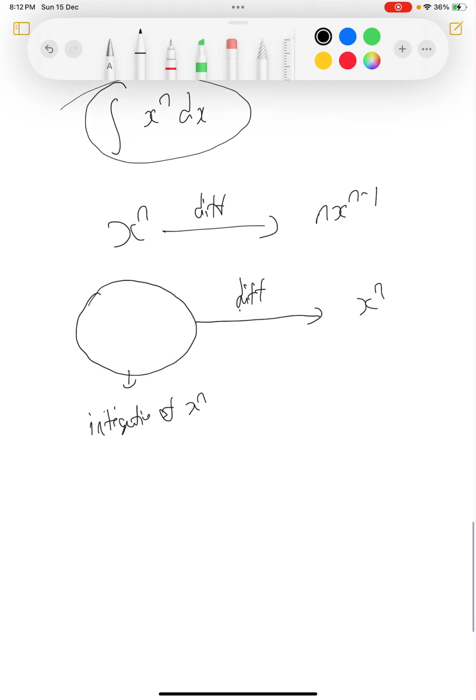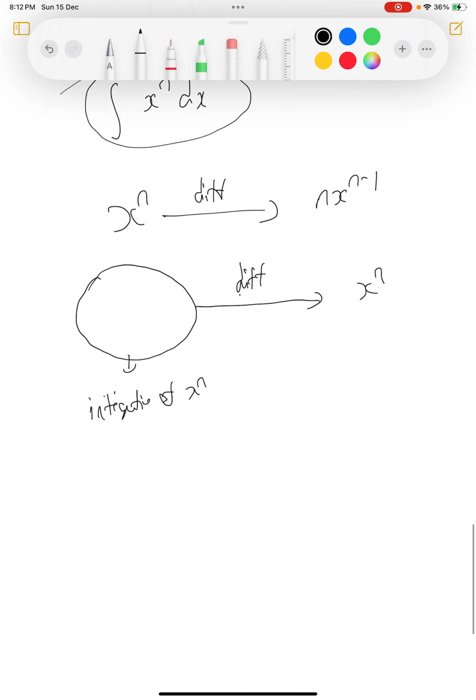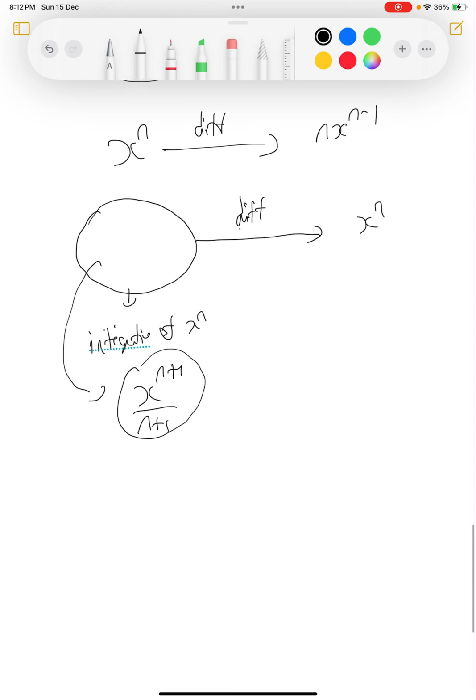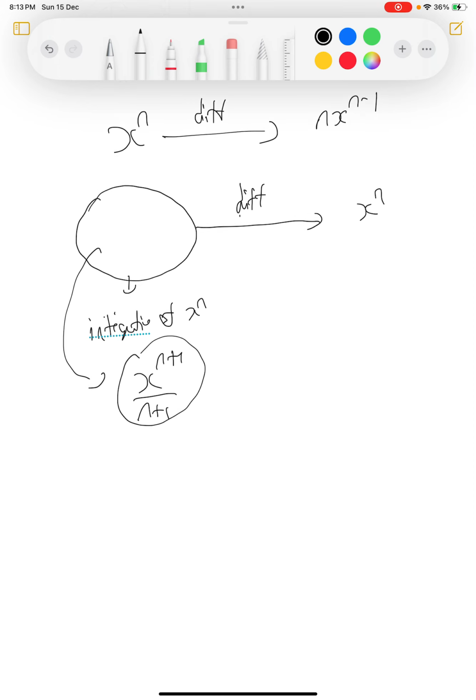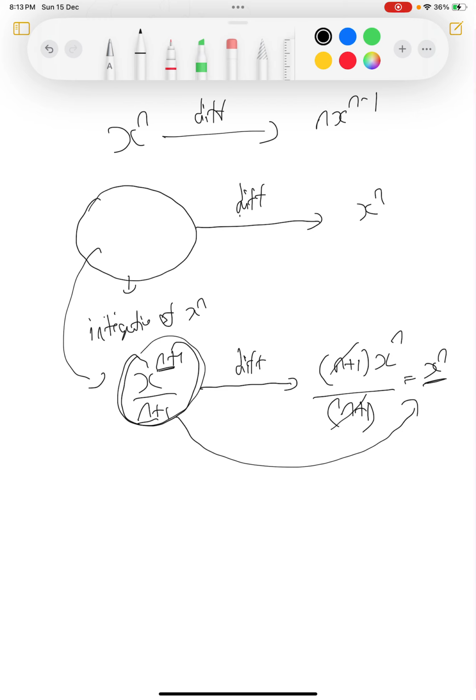So how to find this? Let me help you. Take this function as x raised to power n plus 1 divided by n plus 1. Now differentiate this function. If I differentiate this function, I will get n plus 1 times x raised to power n, divided by n plus 1 which stays as it is. The n plus 1 will cut out, and we will be left with x raised to power n. So on differentiating this function, I am getting x raised to power n.